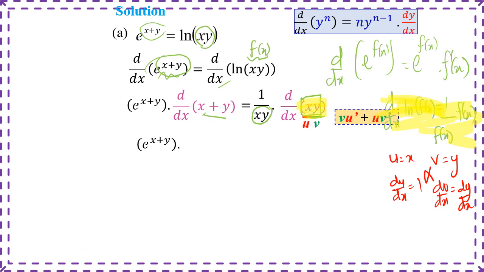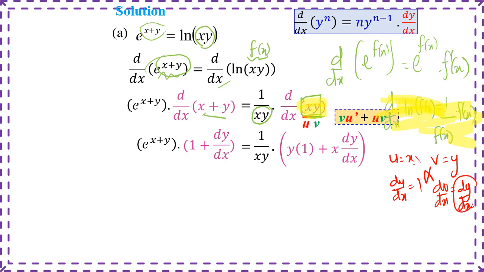So what we get on the left side, we get 1 plus dy/dx. And on the right side, it's 1 over xy multiplied with vu prime, which is y multiplied by 1, plus u v prime, which is x multiplied by dy/dx. Okay? So up to here, you guys okay?